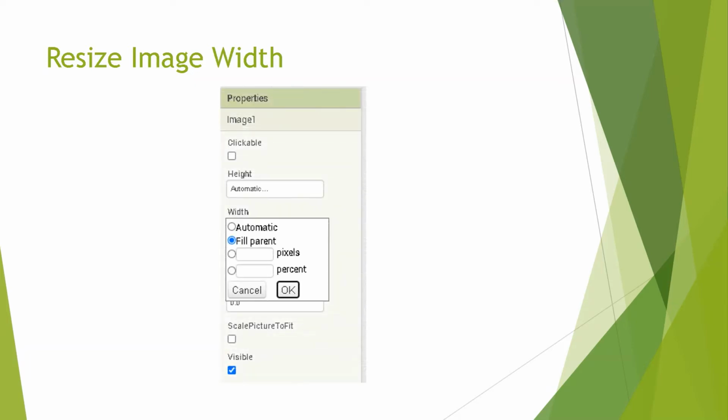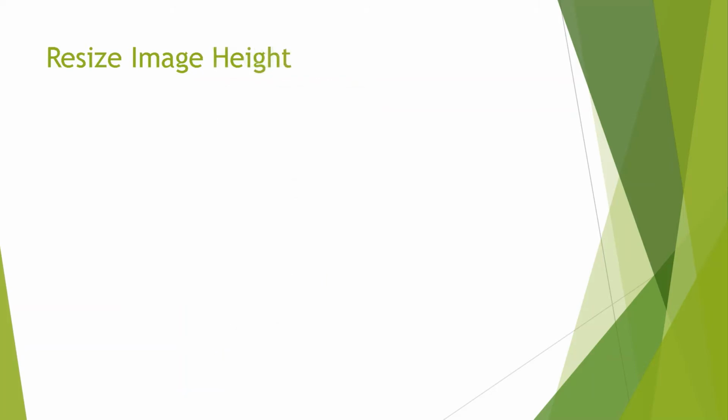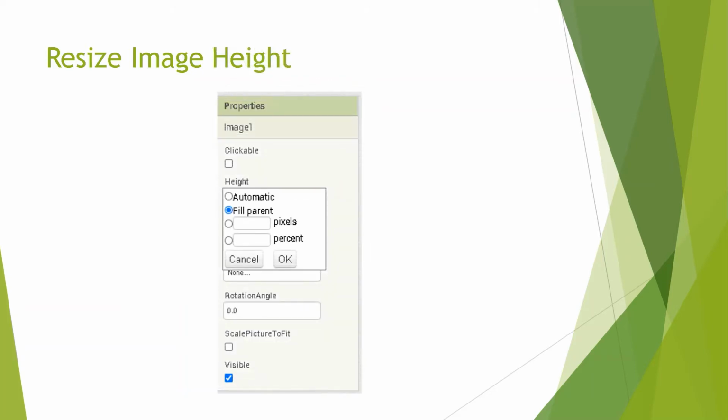Now, we will resize the image to fit into the mobile screen. Select Image on your screen. From right side Properties, select Width, and then select Fill Parent. Then press OK. From right side Properties, select Height, and then select Fill Parent, also. Then press OK.